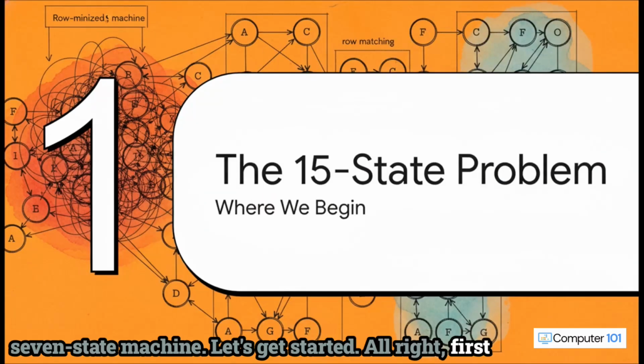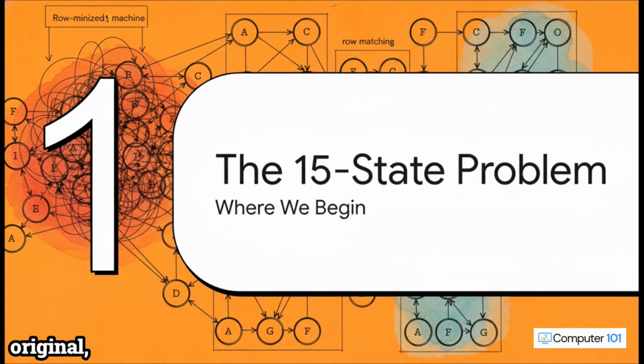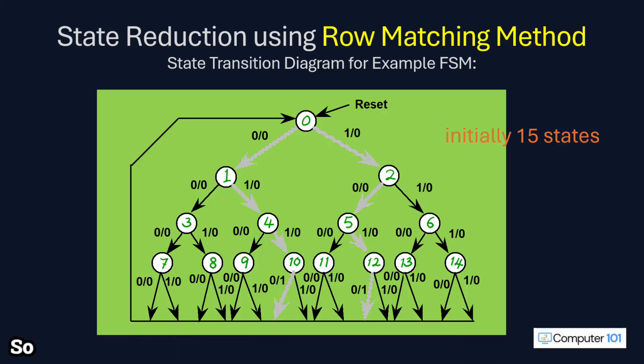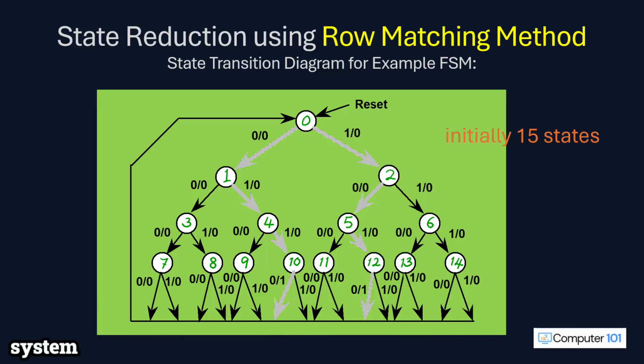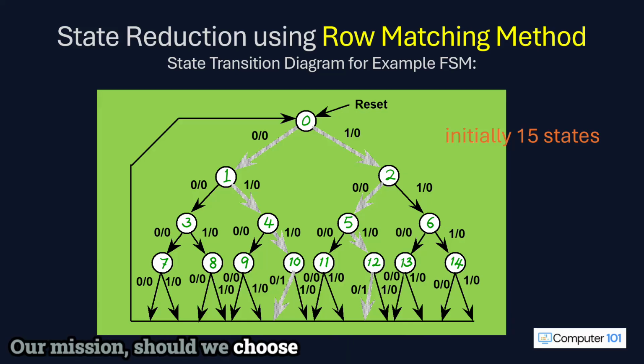All right. First up, let's properly introduce our starting player, the original, unminimized, 15-state machine in all its glory. So this is it. Each one of those numbered circles is a state, which is just a specific mode or condition the system can be in, and the arrows show how it jumps between them. With 15 states, yeah, it's pretty busy. Our mission, should we choose to accept it, is to untangle this thing without breaking any of its functions.